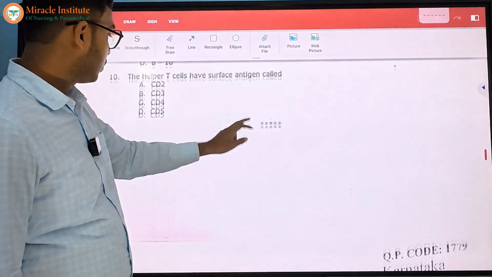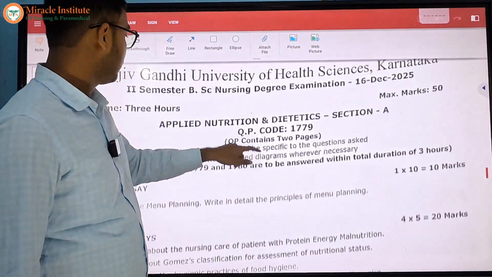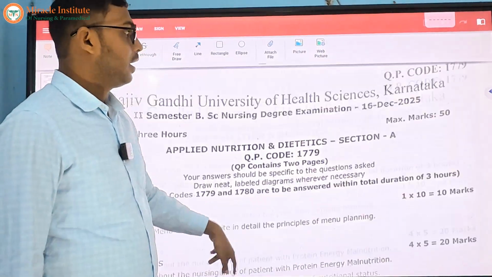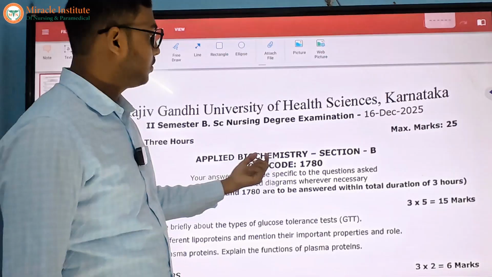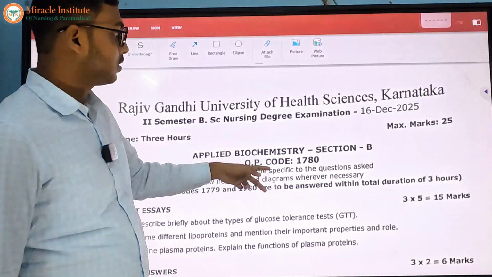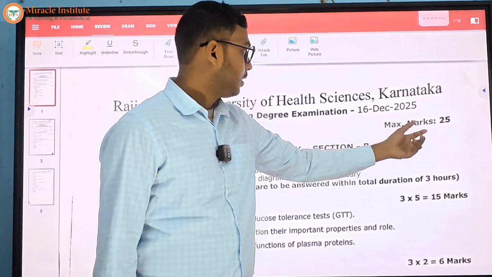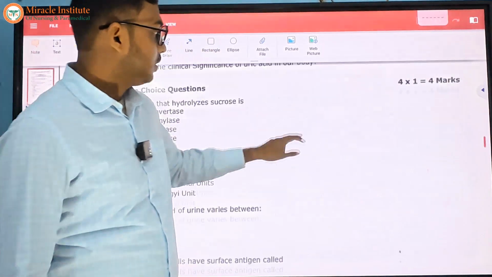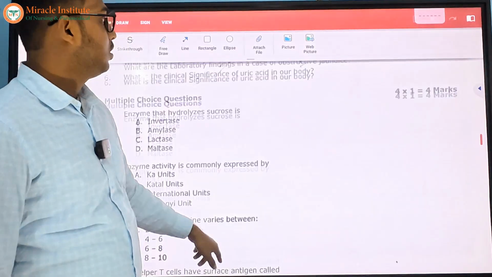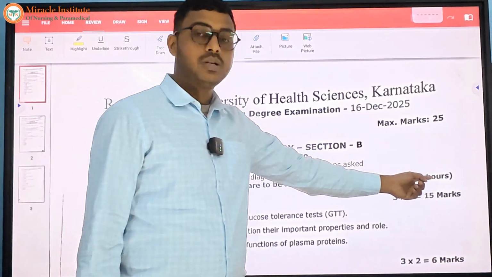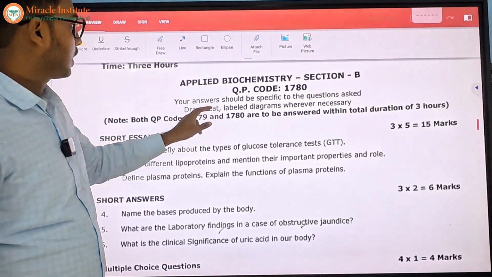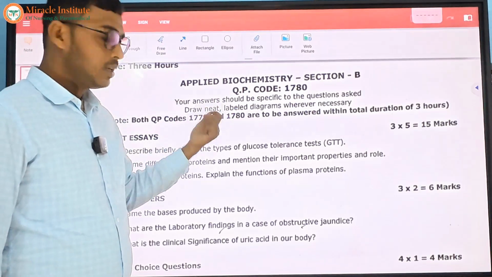In this entire question paper, there are two portions. One is Applied Biochemistry, and the other is Applied Nutrition and Dietetics, which is called Section A. At first, we will discuss Applied Biochemistry, Section B. Both sections together have a duration of 3 hours, one section containing 25 marks and the other 50 marks. Now we will describe the Applied Biochemistry Section B questions.